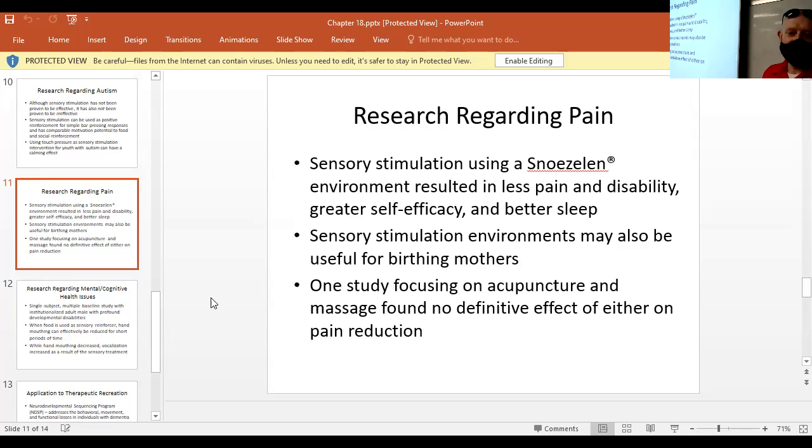There was a study that focused on acupuncture and massage, and it found no definitive effect of either on pain reduction. Kind of unrelated to what we're talking about, but somewhat related.